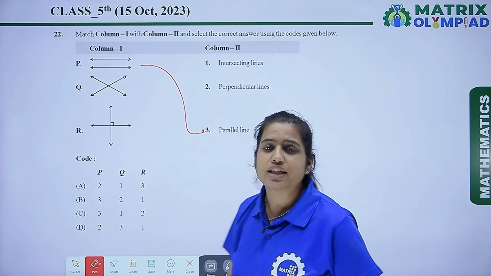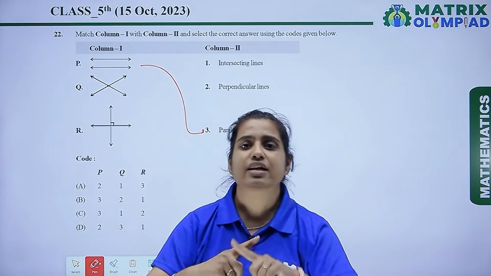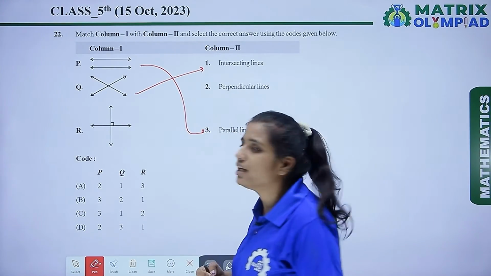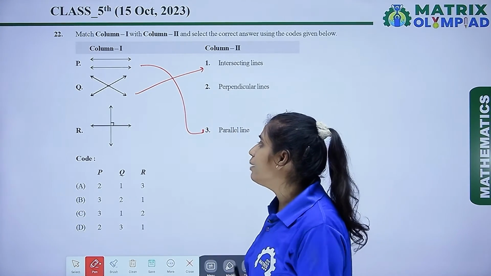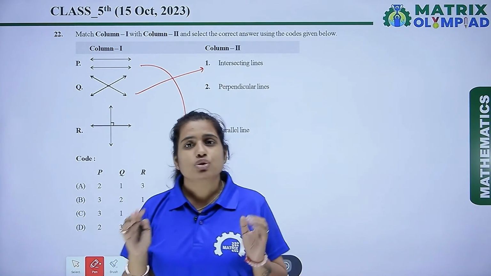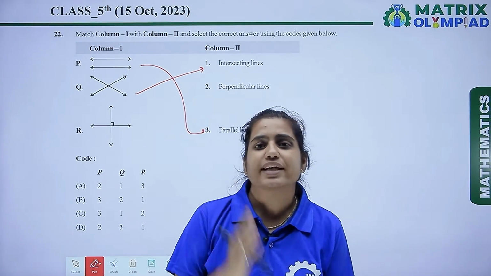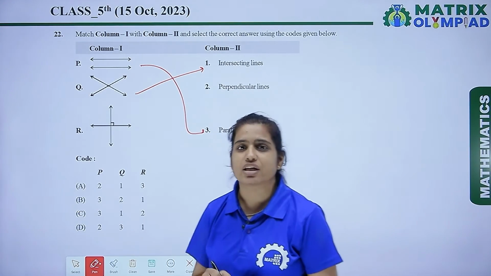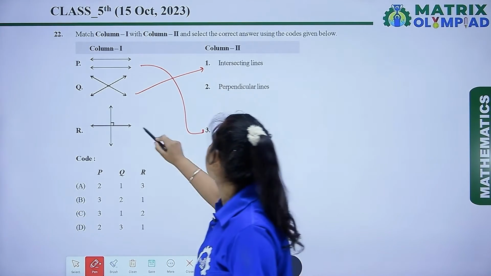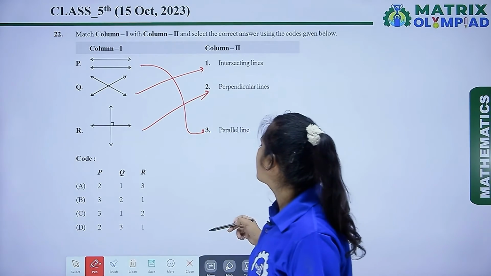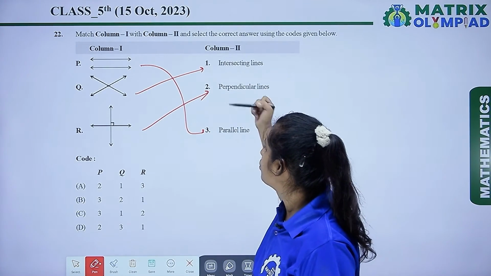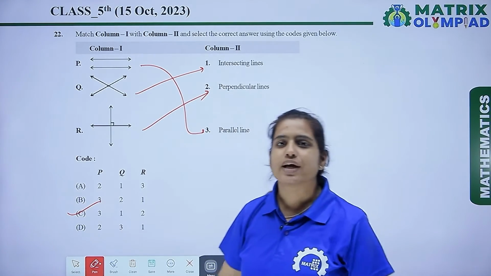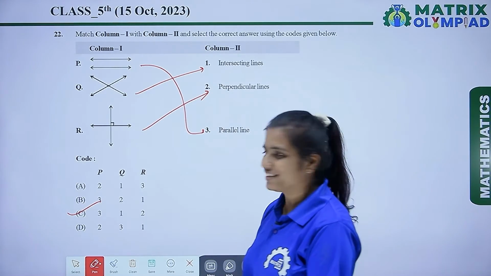सेकेंड लाइन के अंदर आपको दिखाई दे रहा है कि 2 लाइंस हैं वो आपस में इंटरसेक्ट कर रही हैं एक कॉमन पॉइंट पे. सो Q इज इंटरसेक्टिंग लाइंस. R है आपके पास. R जो ऑप्शन है इसमें 2 लाइन आपको इंटरसेक्ट करती तो नजर आ रही है, बट जो इंटरसेक्शन पॉइंट है दैट इज 90 डिग्री. सो इन लाइन को हम कहते हैं परपेंडिकुलर लाइंस. सो द सीक्वेंस विल बी 3, 1, 2. So let's check. 3, 1, 2 is in option C. So here option C is the correct answer.